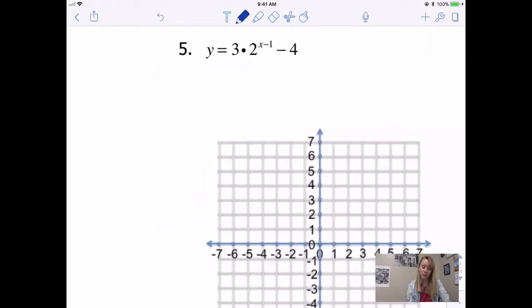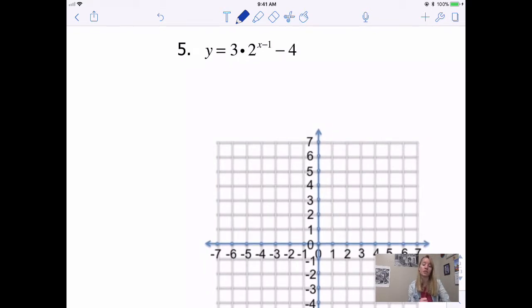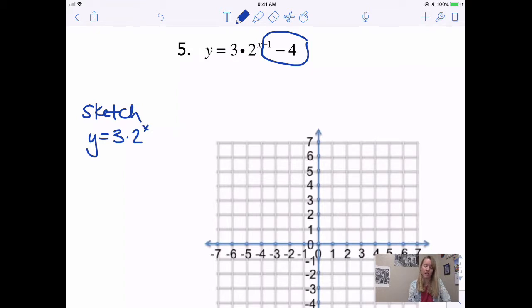Number 5, graph each function. I've got y equals 3 times 2 to the x minus 1 minus 4. So these are our shifts, okay? We're going to deal with those later. The first thing that we're going to do is sketch. So please write down sketch y equals 3 times 2 to the x. That's the simple function to plug in. We've already done this 4 times. Plug in 0, 1, and 2.